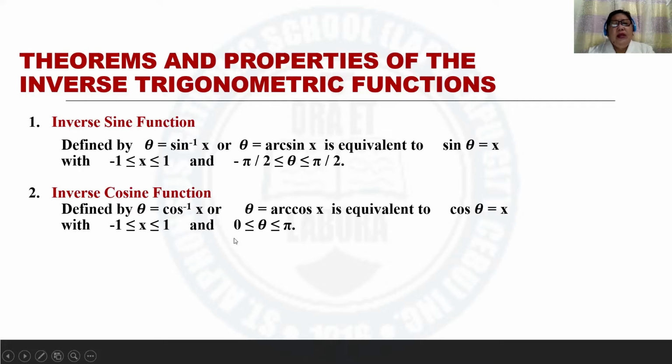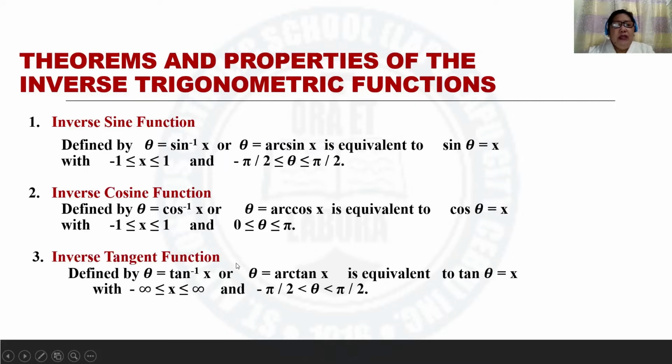and the values of theta between or equal to 0 and pi. For the inverse tangent function, this is defined by theta is equal to tangent to the negative 1 of x, or theta is equal to arc tan x, which is equivalent to tan theta is equal to x, with the x values from negative infinity to positive infinity, and the values of theta between negative pi over 2 and positive pi over 2.